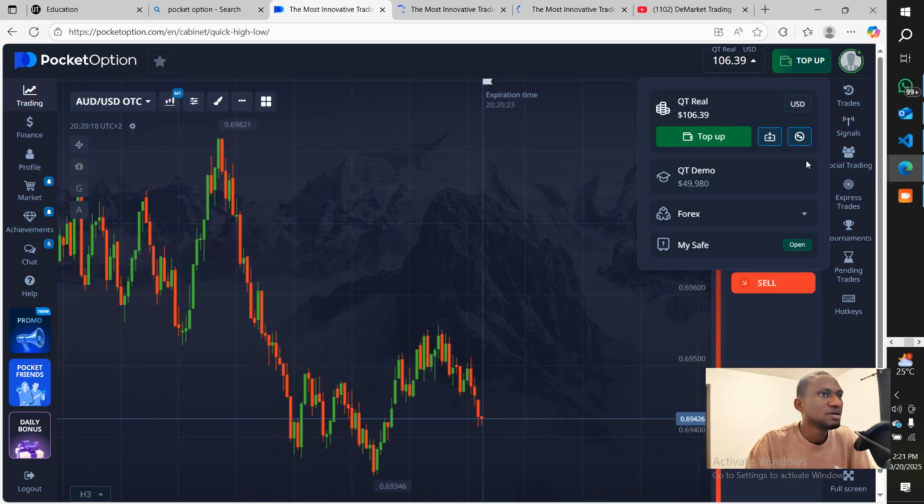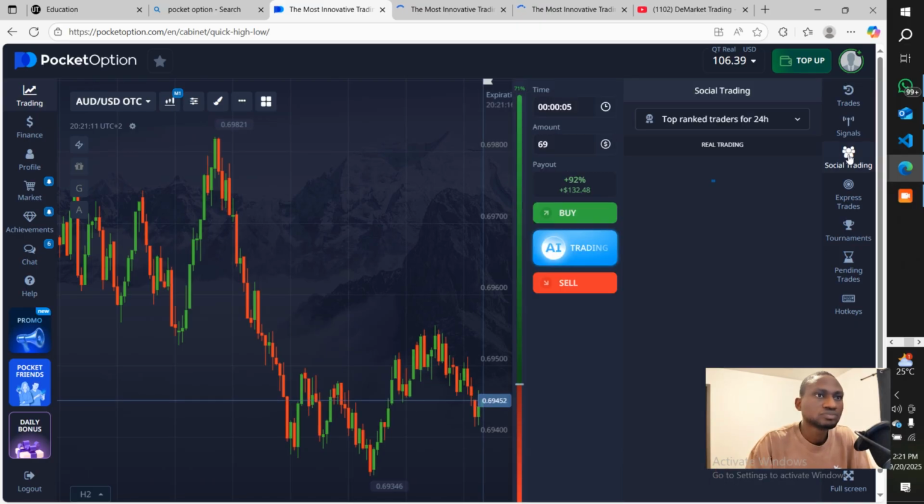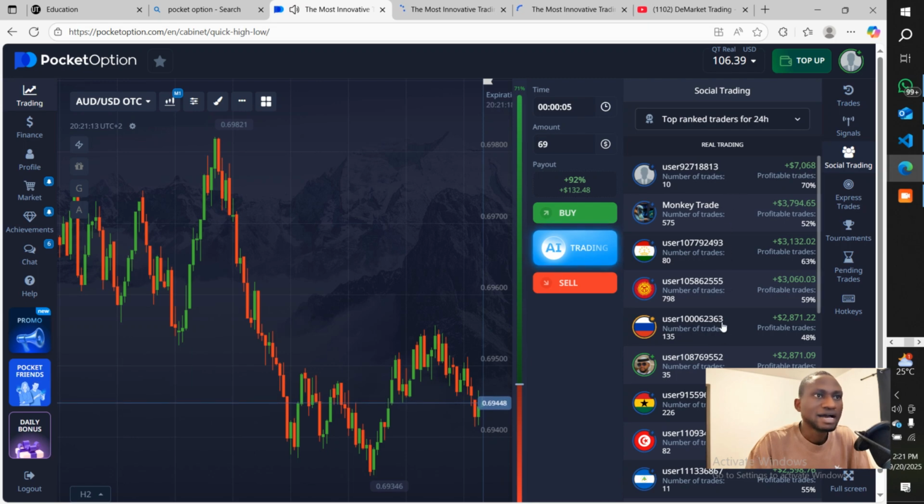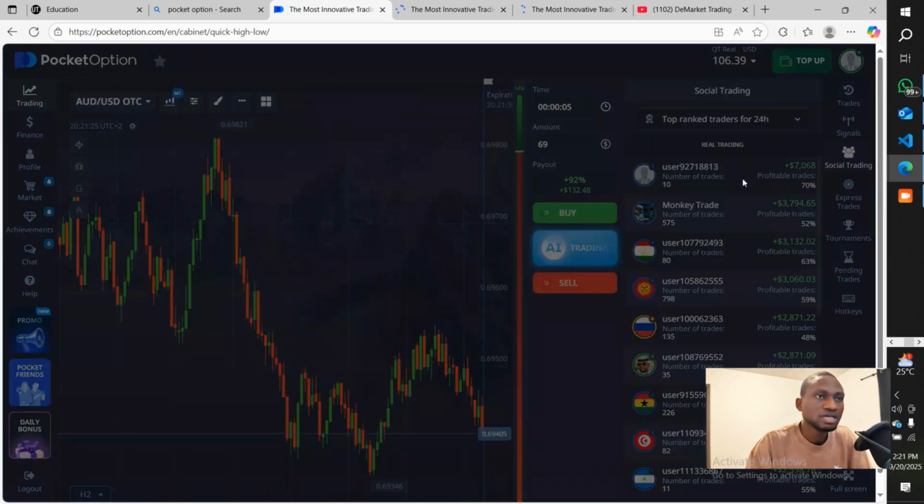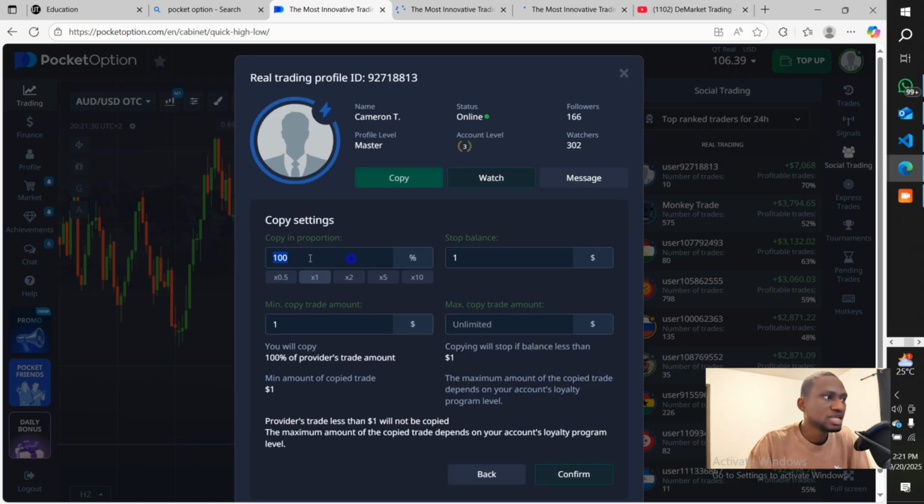After I deposited, I first of all tried out the social trading. So I clicked on social trading, as you can see. I saw the list of traders here, and then I picked one that was earning more and had profitable trades. I clicked on it, and then clicked on copy, and then put in the amount I wanted to copy. I think I chose 10% or 1%, I can't remember. I took 1% because I had already looked at the minimum amount the person is trading.